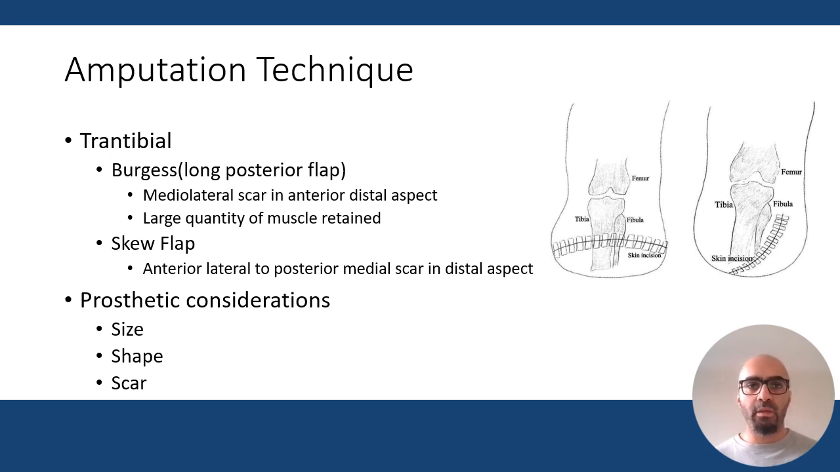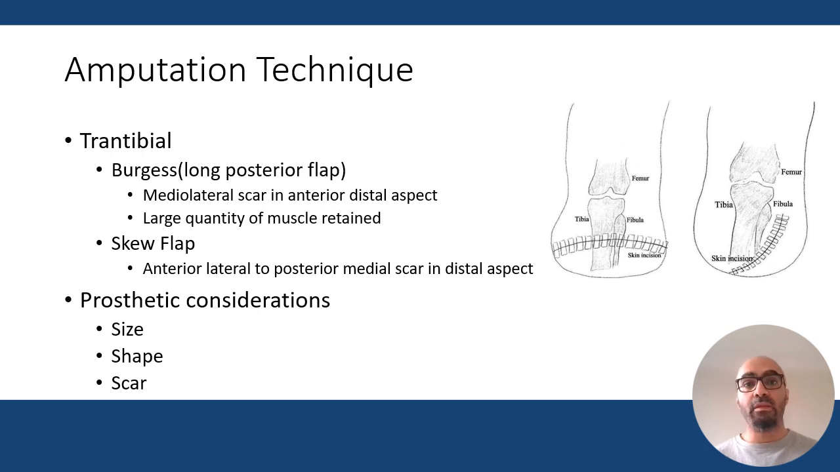For transtibial amputation, there are two types: the Burgess and the skew flap. The Burgess is the long posterior flap. The flap is taken from the posterior aspect to the front, basically an L shape in the mid of the leg. It's the one on the left side, with a mediolateral scar in the anterior distal aspect and a large quantity of muscle retained. Most of the calf muscle comes from behind and flaps all the way to the front, covering the tibial shaft, the tibial bone.